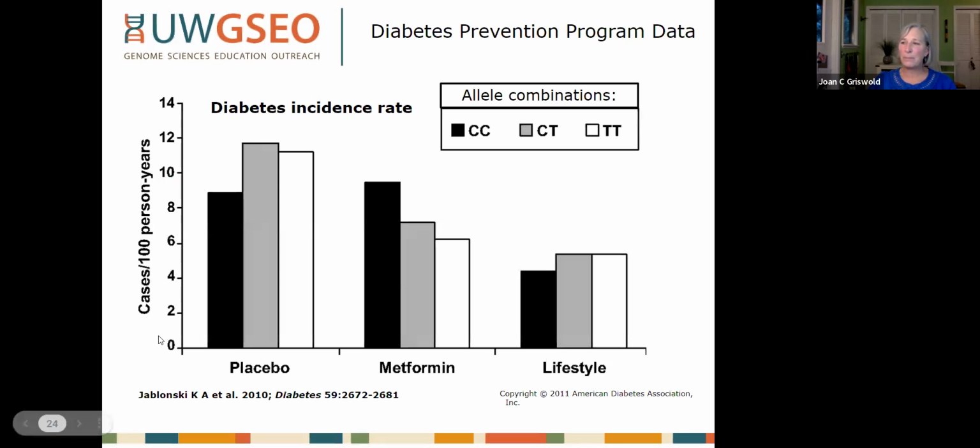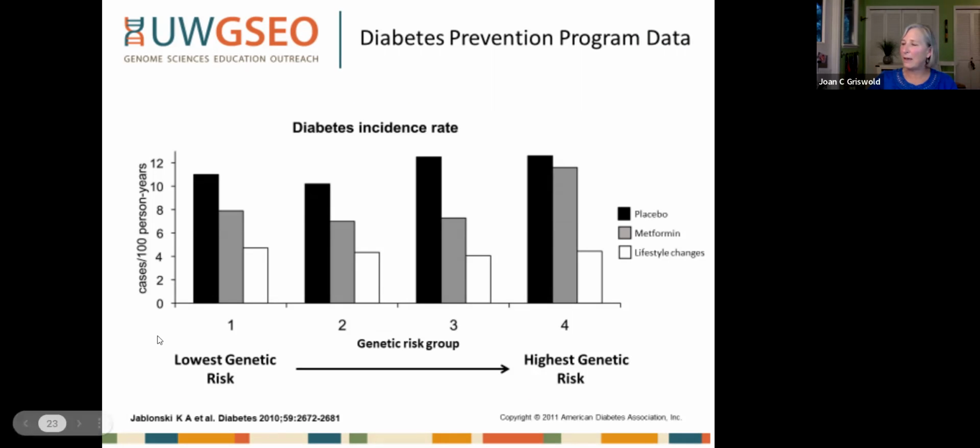And this study put people into 4 different groups of lowest genetic risk score to highest genetic risk score. These are people who had pre-diabetes, so this is the diabetes prevention program. They were randomized to either a placebo group, metformin, which is a common type 2 diabetes drug, or lifestyle changes. And then they just followed them for a number of years to see what their outcomes were. And you can see that the thing that has the most impact for everybody is the white bar, the lifestyle changes, independent of your genetic risk.